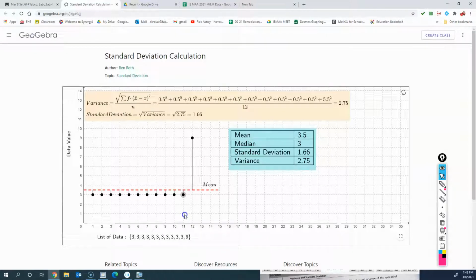110, gotcha. Okay, Canton, 110. All right.